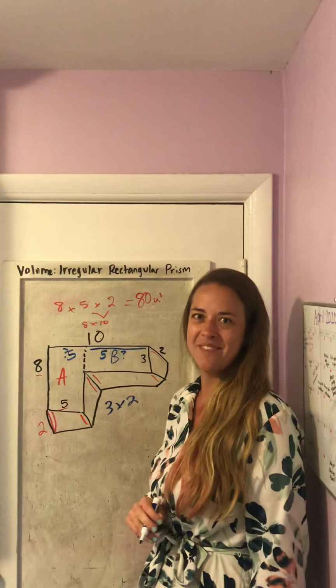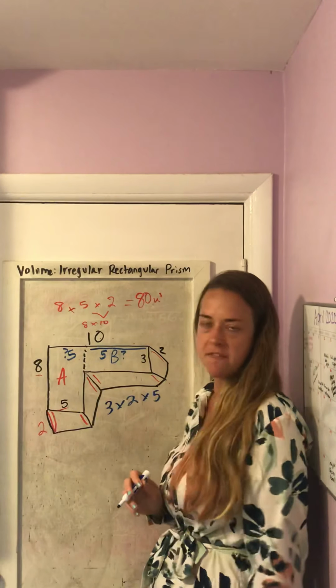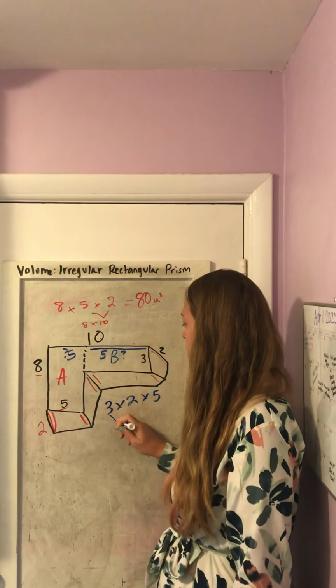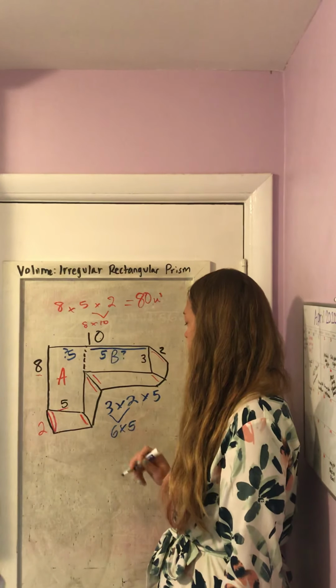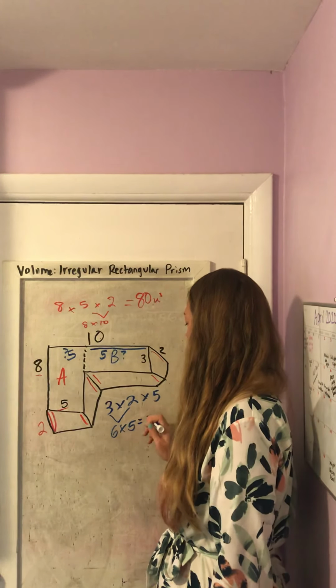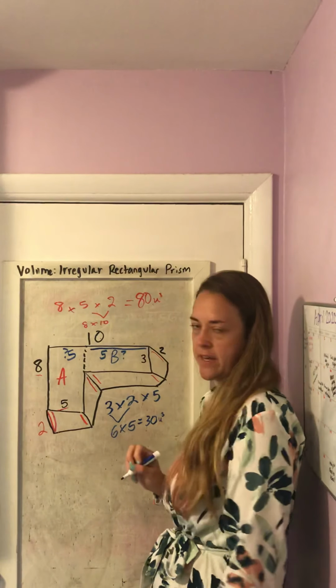We have another 5. So now I have all 3 dimensions that I need to find the volume. So 3 times 2 is 6. 6 times 5 is 30 cubic units.